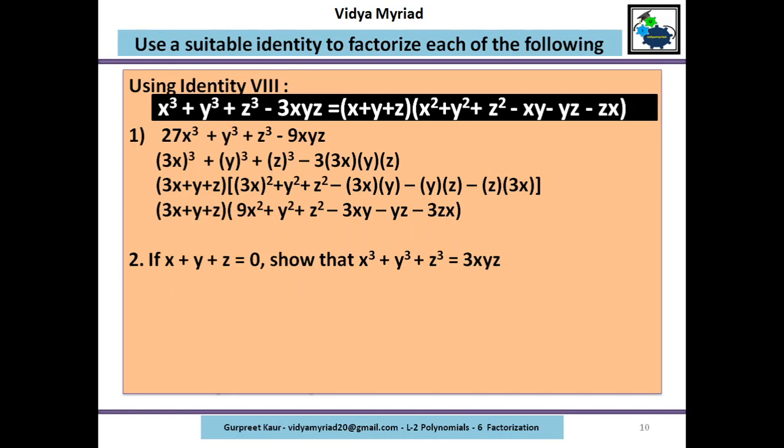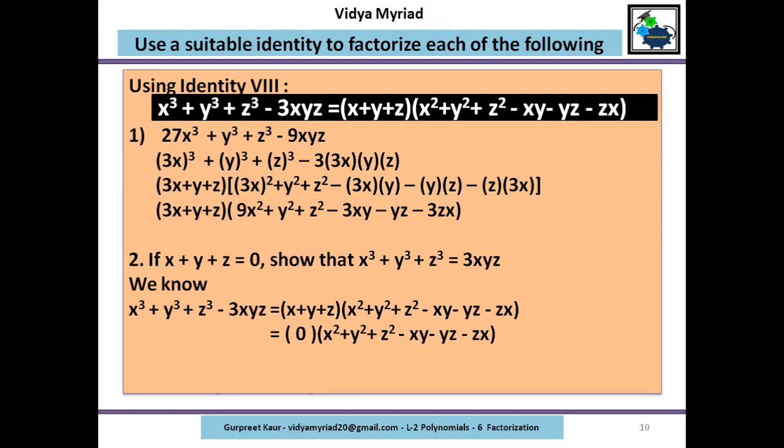If you look at the next question, it is quite similar. x plus y plus z is equal to 0. It is given. So you need to show that x cube plus y cube plus z cube is equal to 3xyz. So if you write down the formula, it is in this expression. Just put 0 in place of x plus y plus z. So anything you multiply with 0, you will get the end result 0, which means x cube plus y cube plus z cube is equal to 3xyz, and hence our answer is proved.